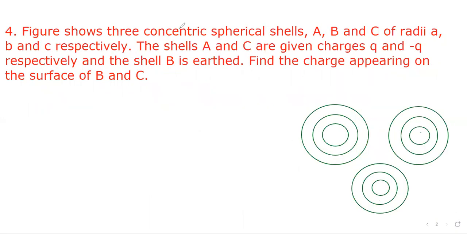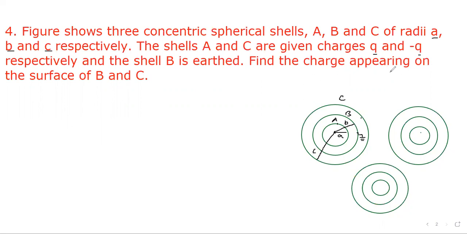Let's read the question. The figure shows 3 concentric spherical shells A, B, C of radii small a, small b, and small c respectively. The shells A and C are given charges Q and minus Q respectively, and the shell B is earthed. So here this is shell A, whose radius is a. This is shell B, whose radius is small b, and it is earthed. It means it is connected to ground. And this is shell C, whose radius is small c.